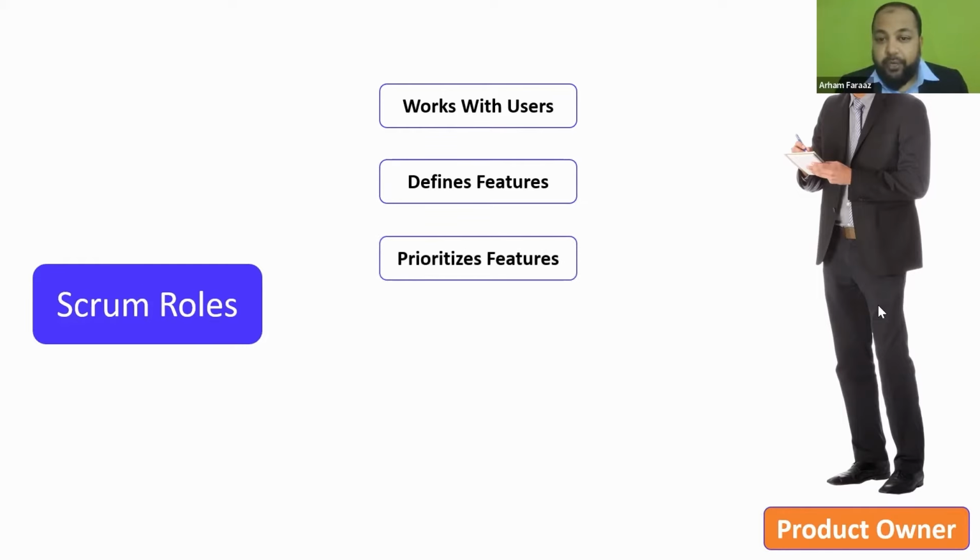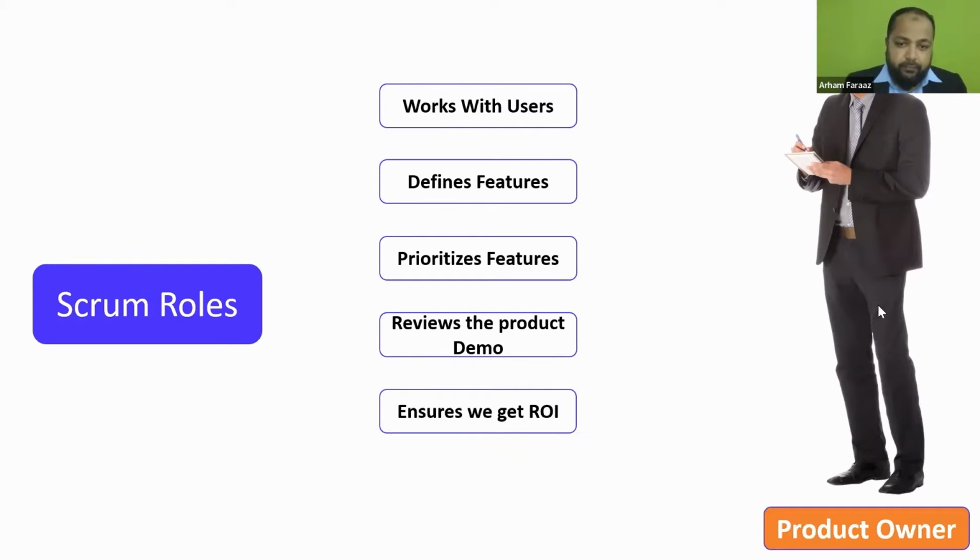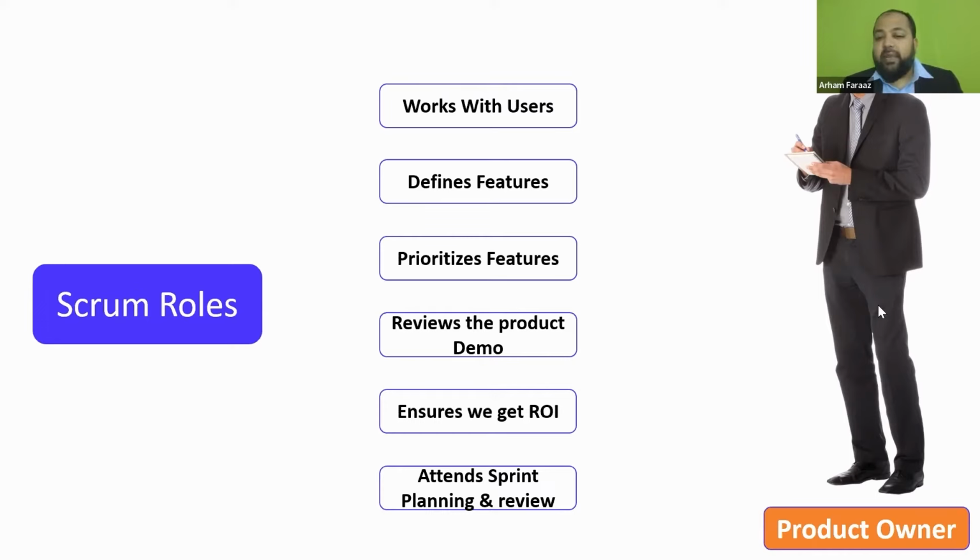He prioritizes the features. Prioritization is one of the key tasks of a product owner. Then he also comes to review the product demos, to inspect things, to ensure that everything is working fine. So he's also in the sprint reviews and sprint demos. He is the person ensuring we get return on investment for this software that's being built. Usually if you're in a service organization, the product owner will be on the client side, or if you have a product-based company, it could be the solution people who are the product owners helping you build this.